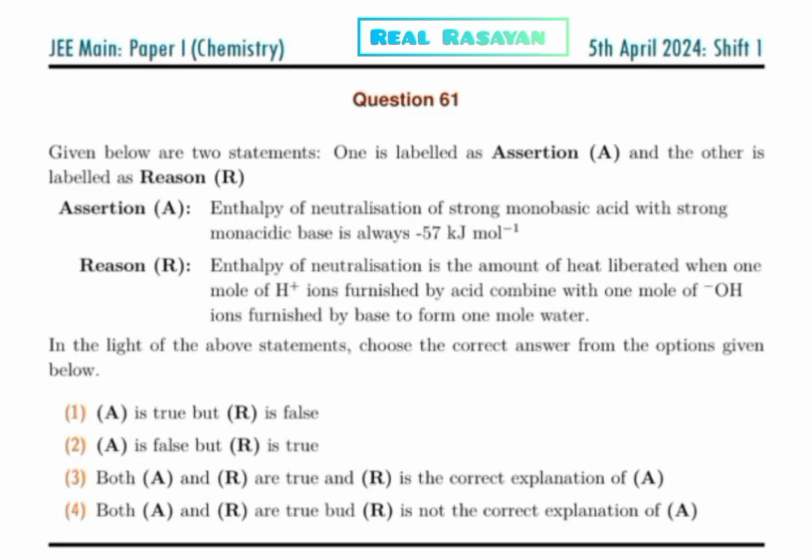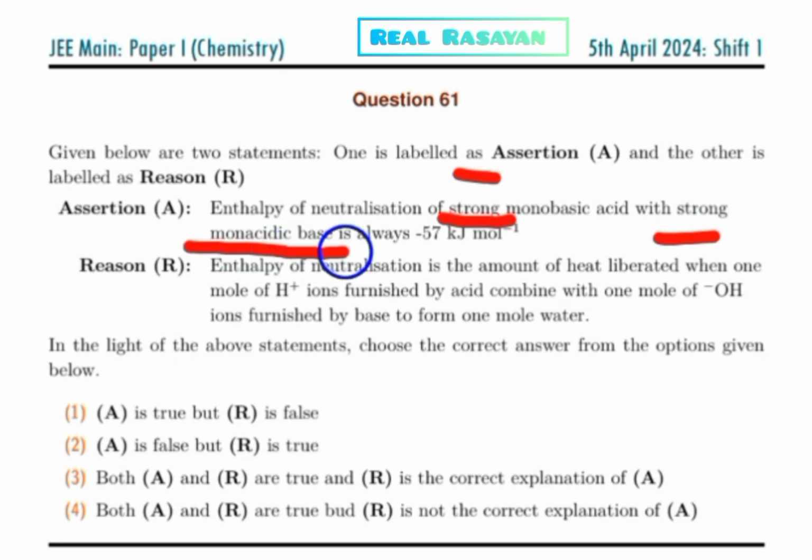So let us discuss the question. The assertion given is: enthalpy of neutralization of a strong monobasic acid with a strong monoacidic base is always minus 57 kilojoule per mole. The enthalpy of neutralization is taken as per the concept of a strong monobasic acid with a strong monoacidic base.